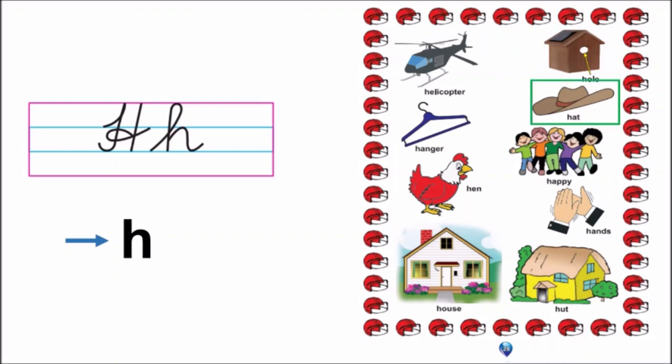H her hat. H her happy. H her hands. Clap your hands, children. Good. H her hut. Now look at the border. What do we have? H her helmet.